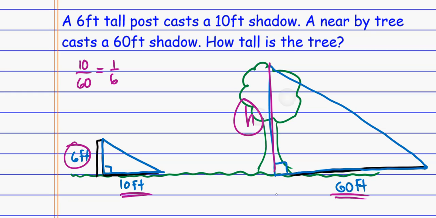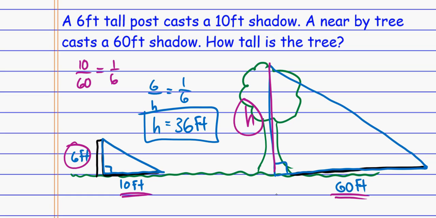And so when I compare this, 6 over h, it should also equal the same ratio, which is 1/6. And now I cross multiply, and I get h equals 36, so 36 feet. That's the height of my tree.